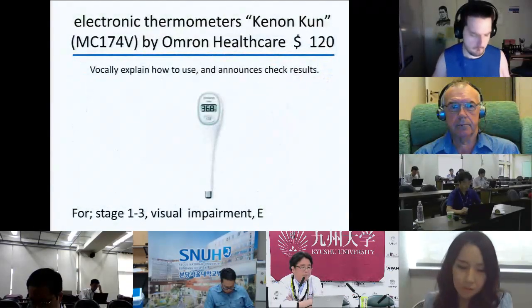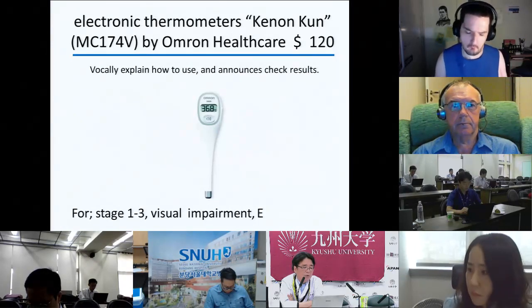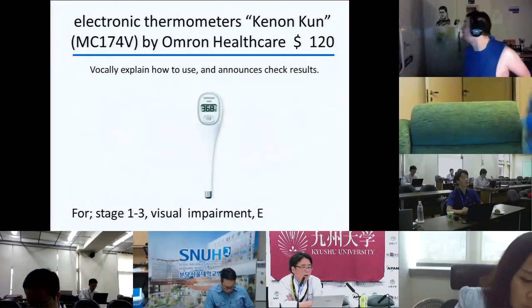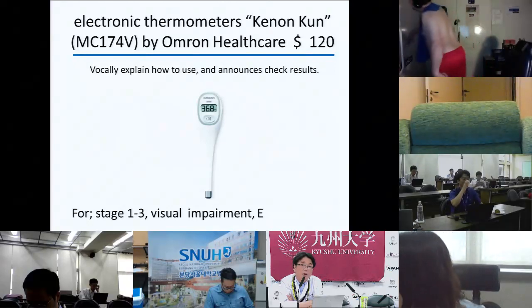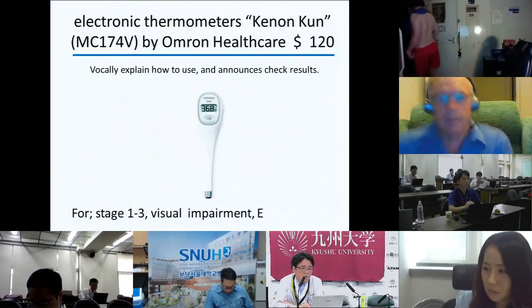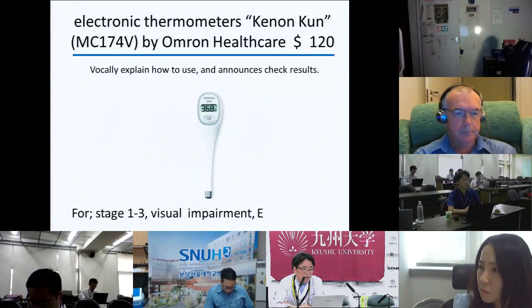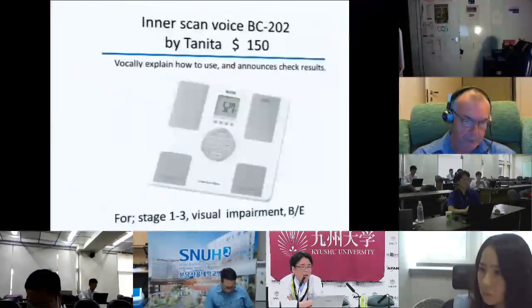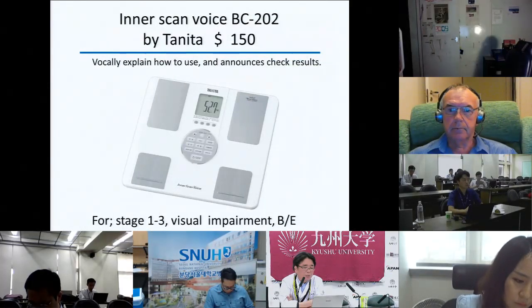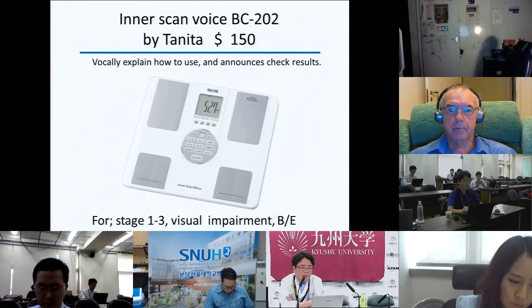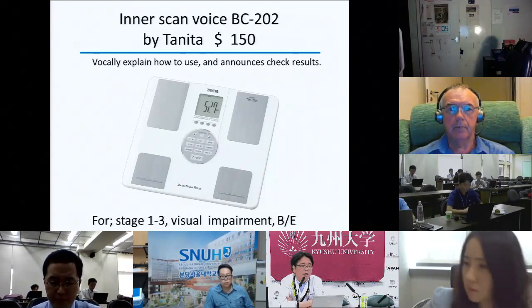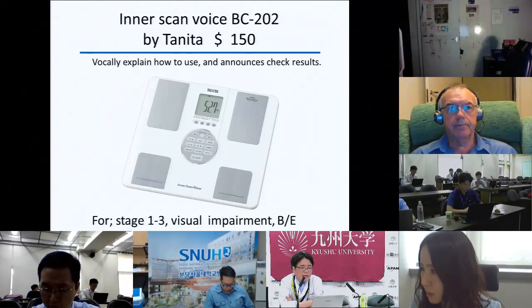Okay, and this is an electronic thermometer from Omron Healthcare. This is $120. This also vocally explains how to use it and announces check results. Okay? And this is for stage 1 to 3, all of the stages, and good for visual impairment, and especially E. E is EICU at home. And this is a weight scale named InnerScan Voice from Tanita, a Japanese company. This costs $150 US dollars. This has the same function: vocally explains how to use it and announces check results.